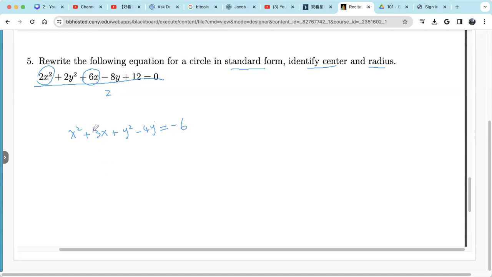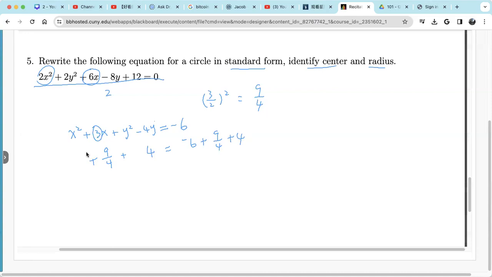Now we have to get into a fraction, because 3 divided by 2 is 3 over 2. And we want to add this term squared, which is 9 over 4. So we're going to add 9 over 4. Right. We're going to add negative 4 divided by 2. That's negative 2. Negative 2 squared is 4. So we have negative 6. So we're going to add 9 over 4. Add 4 on both sides.